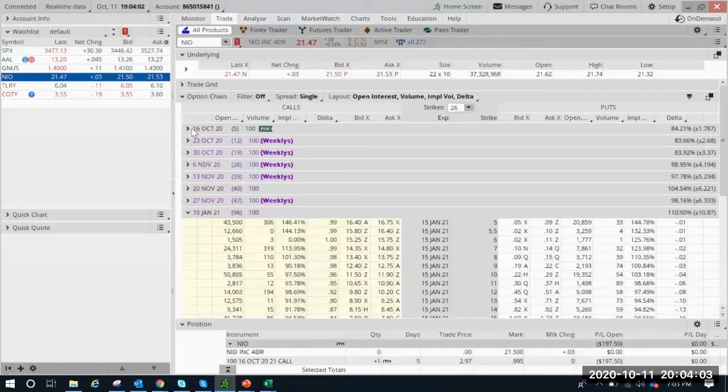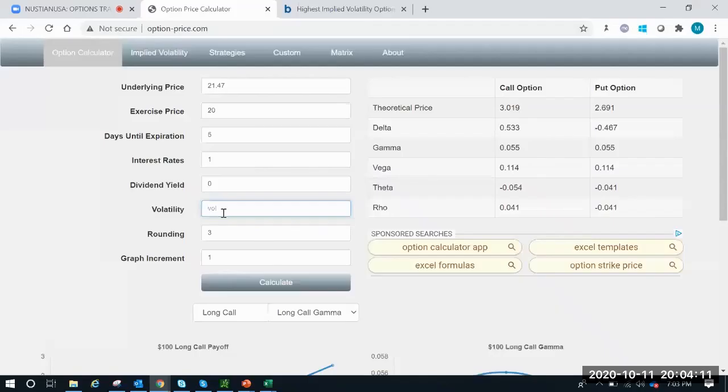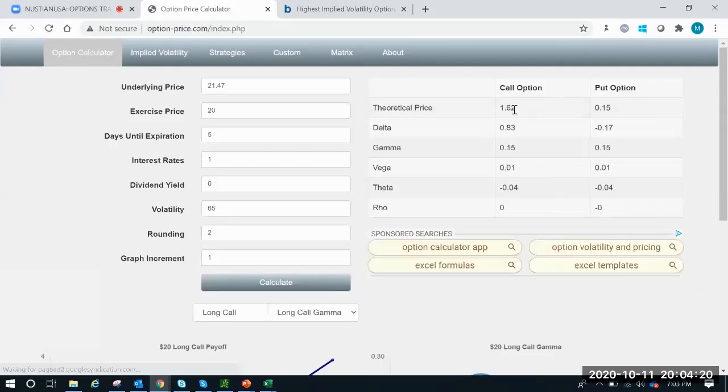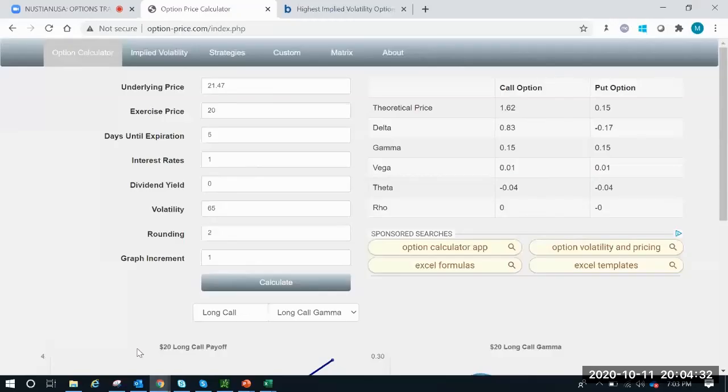NEO 5 days option, 20 strike is 65% roughly. Is that right? 65%, right? So you go there and you put 65, rounding that to 2 degrees. Okay, calculate. It will give you the price of the option. See, it's actually pretty darn close, 1.62, and there you see it's 1.66, 1.7, so it's about 1.68, so just 6 cents off.